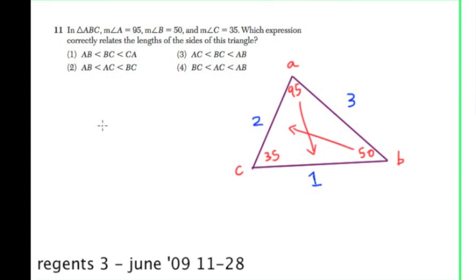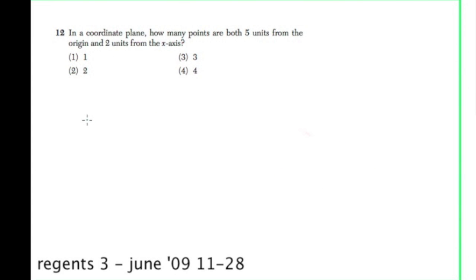and then of course AB would be the third largest. And they're using less than symbols here, so we're going to go from smallest to largest. So let's just organize this. AB is the smallest here, so we'll do AB first, less than AC, which is the second largest, and then BC is the largest, so that's number 1. So choice 2. Easy.